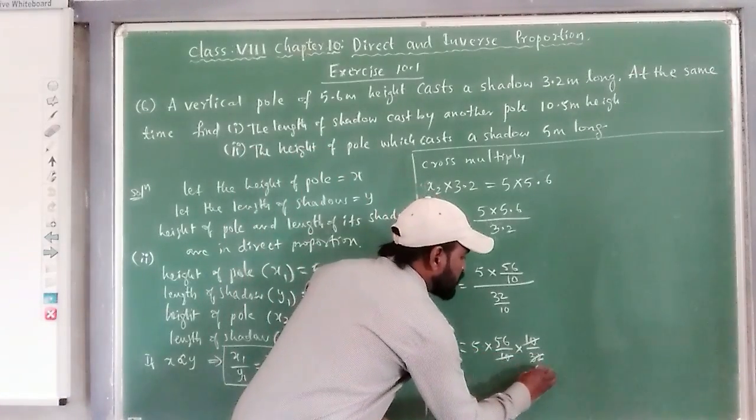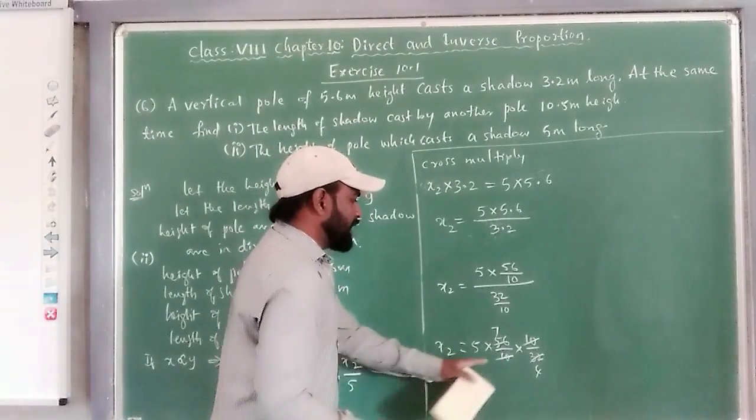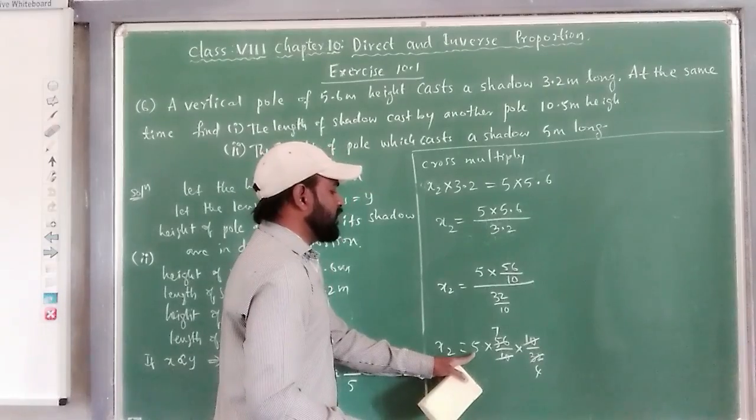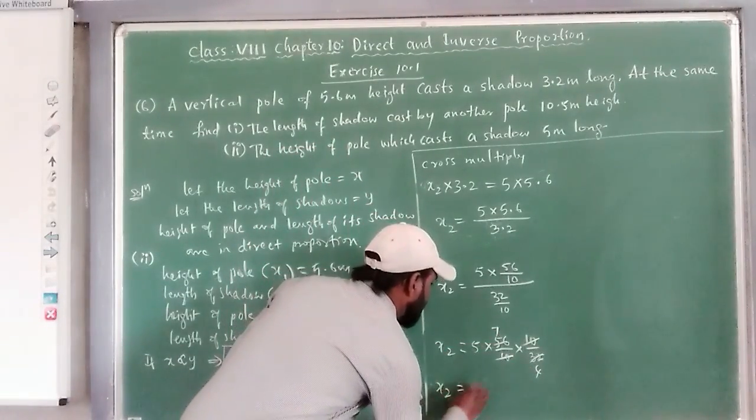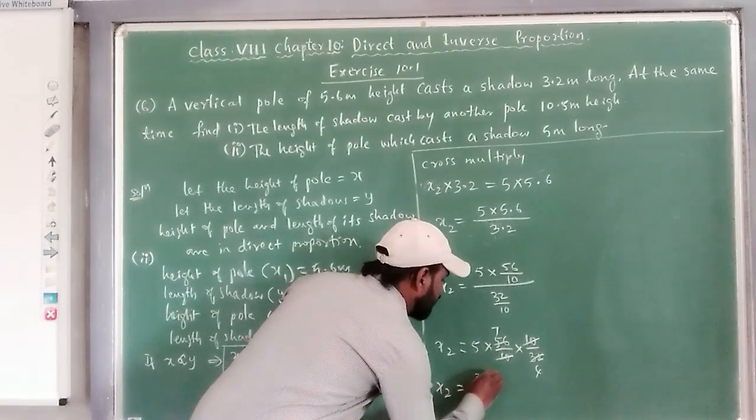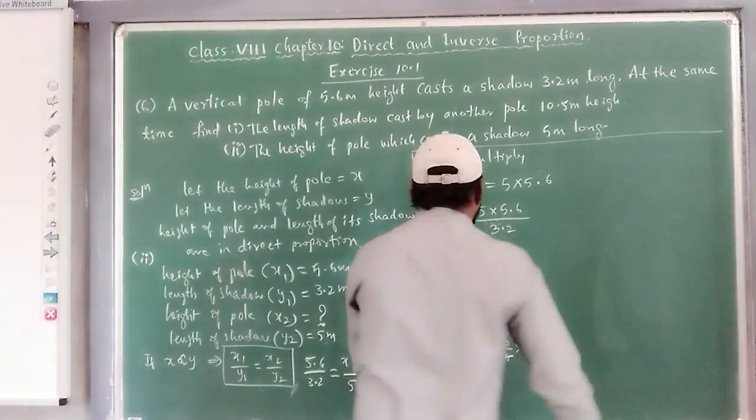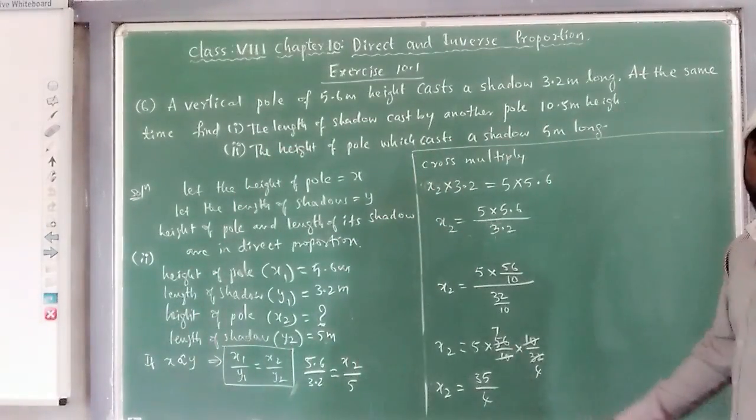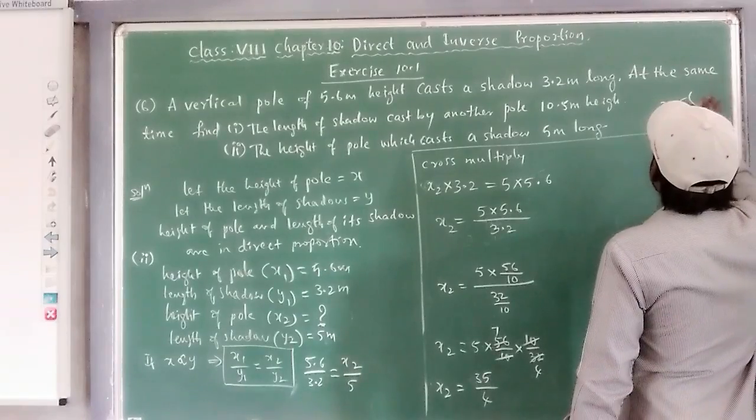4 8s are 32, 4 7s are 28. So again you cannot cancel. Why? Because here 5 is an odd number, 7 is also an odd number, 4 is an even number. So remaining is what? 5 into 7, that is 35, with 4 in the denominator. This is actually the height of the pole. So again you will divide it, you will get a decimal. So 35 divided by 4.